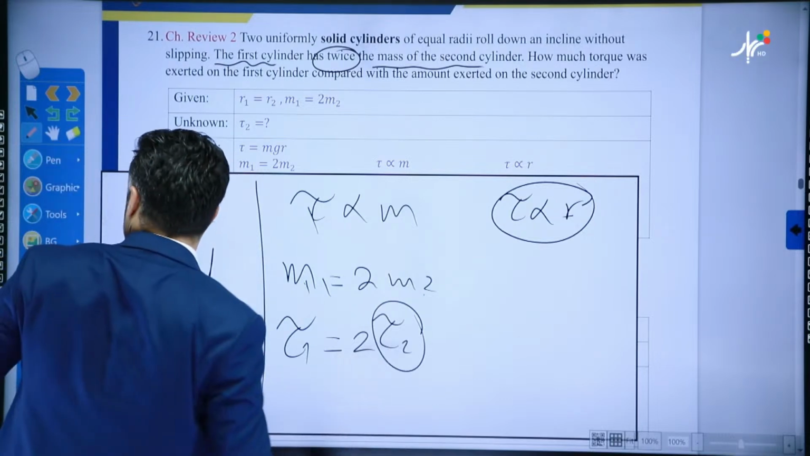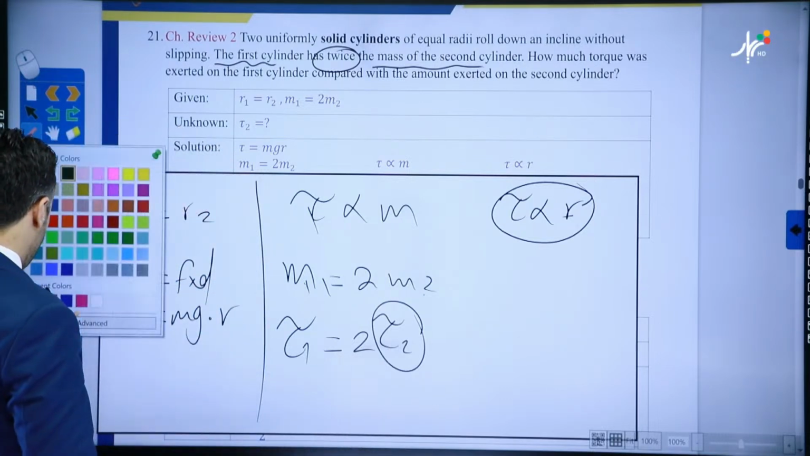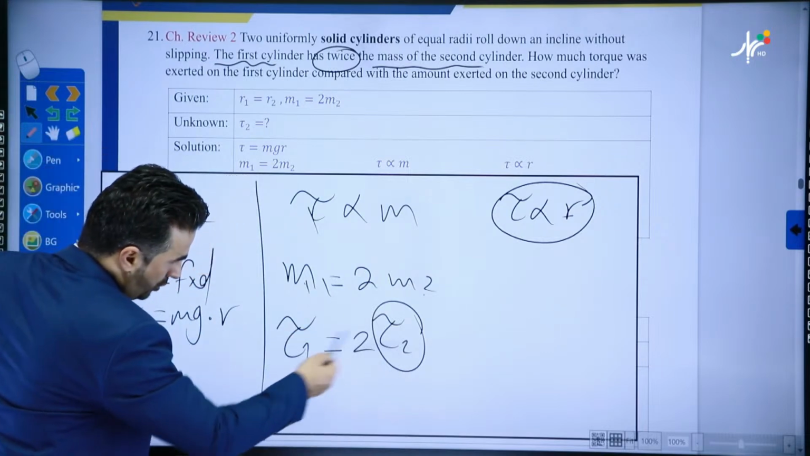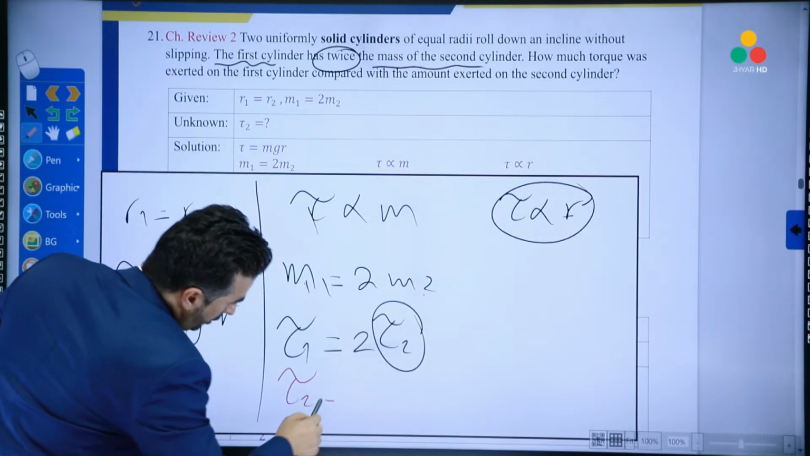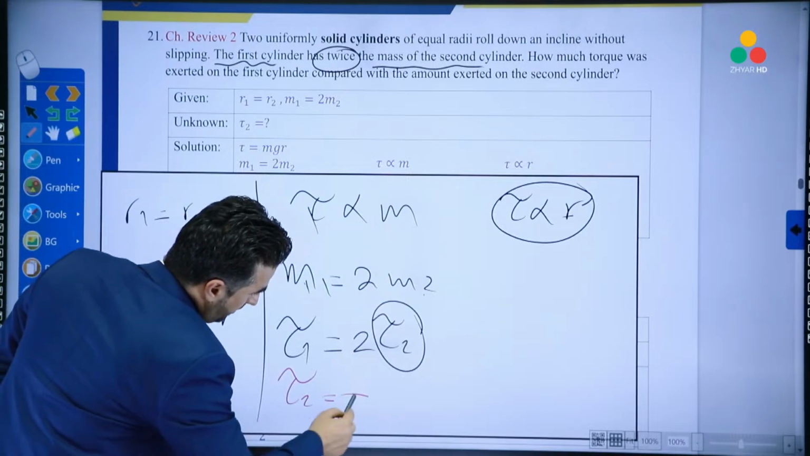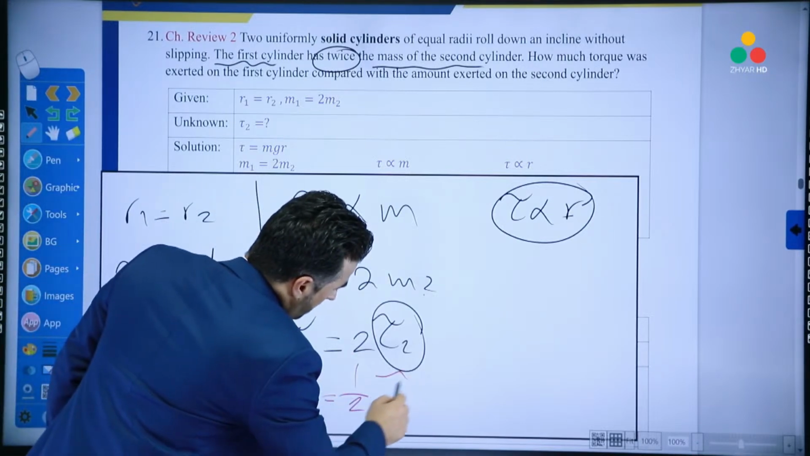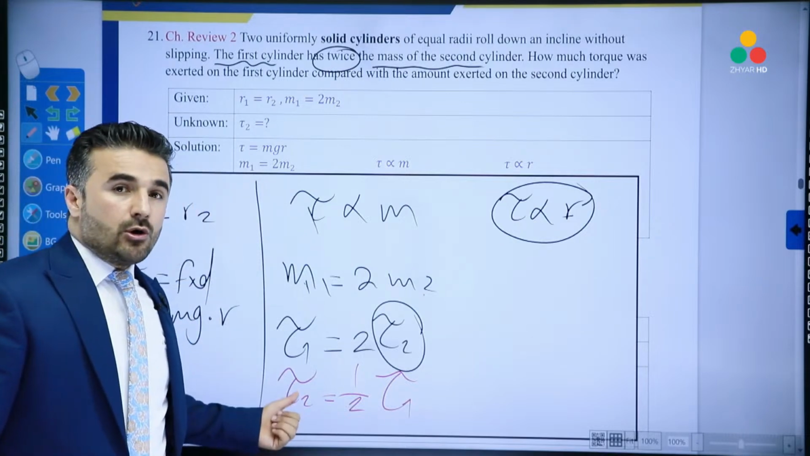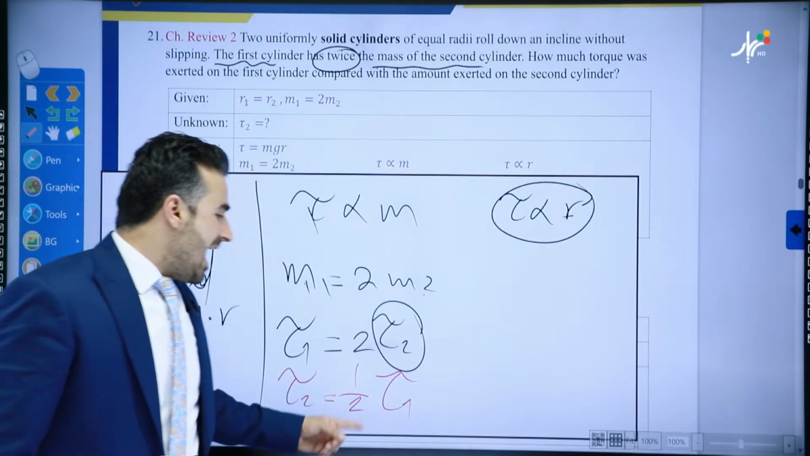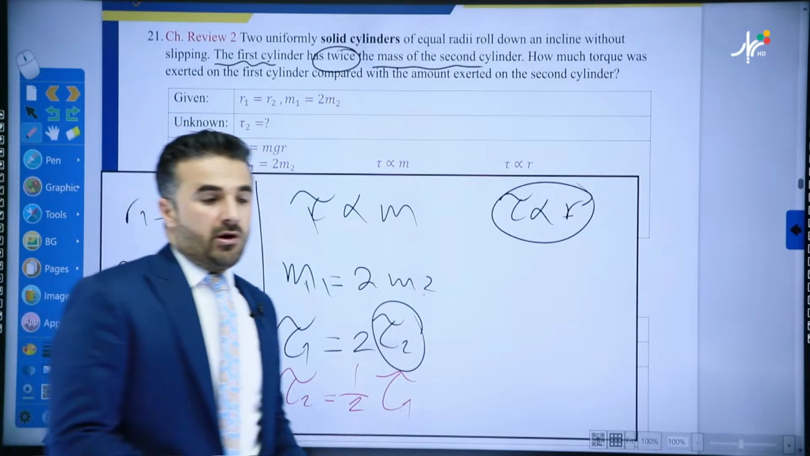So both sides divide by 2, or just take 2 under T1 in this case, or net torque 1. So we can say T2, or torque 2, would be, divide both sides by this, equal to half of the torque on, let's say, 1. So we can say the torque on cylinder 2 will be half of the torque on cylinder 1.